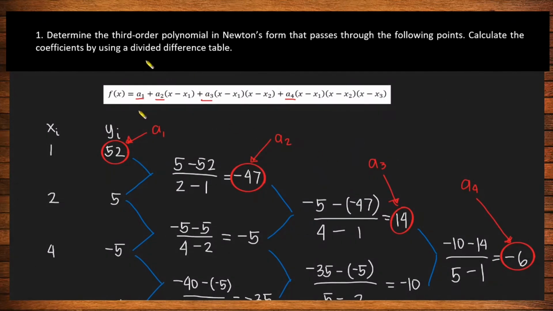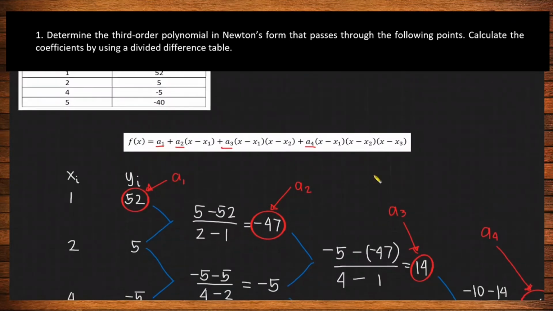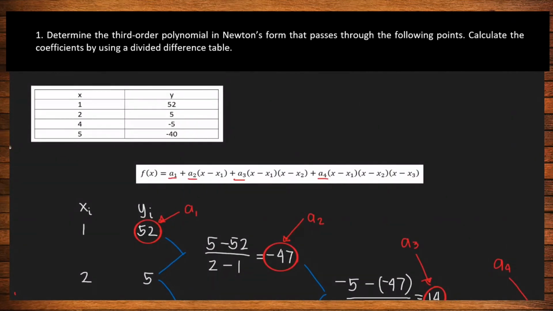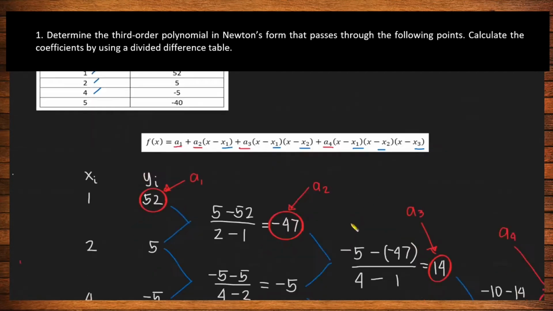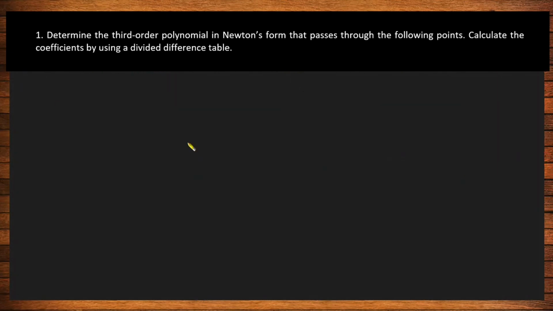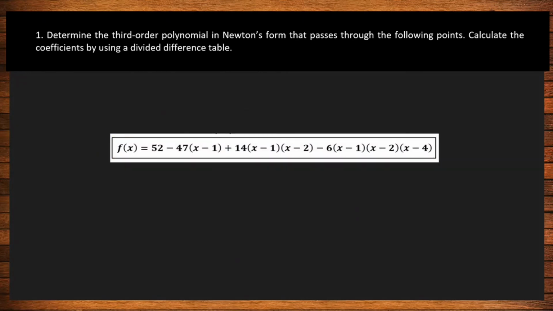Now that we have determined the values of our coefficients, we'll simply substitute it back here as well as the corresponding values of x from our data points. So, x sub 1, x sub 2, and then x sub 3. So, ngayon, our Newton's interpolating polynomial will be f of x equal to 52 minus 47 times x minus 1 plus 14 times x minus 1 times x minus 2 minus 6 times x minus 1 times x minus 2 times x minus 4. Okay?